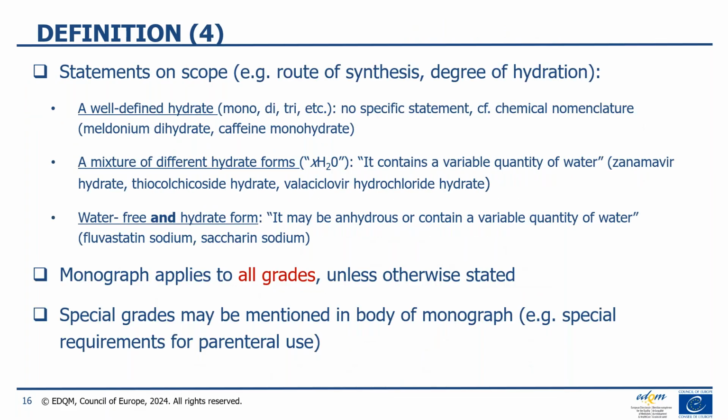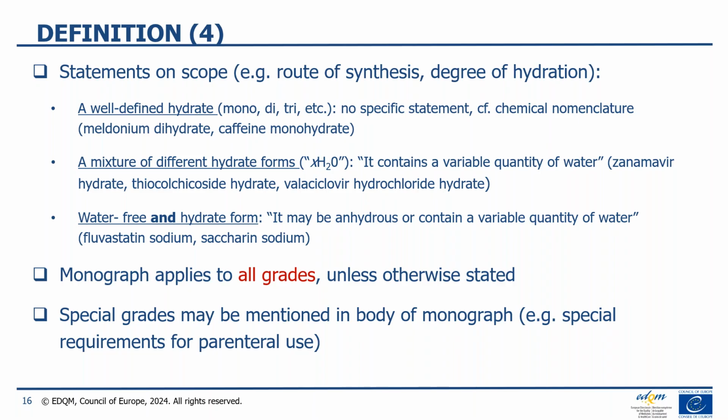The definition section would also contain statements on the scope. This means information about the route of synthesis or about the degree of hydration. Every time a monograph covers a well-defined hydrate, a mixture of different hydrate forms, or a substance which is water-free or a hydrate form, you will find different statements under the definition. I have mentioned different examples that you can study after this presentation.